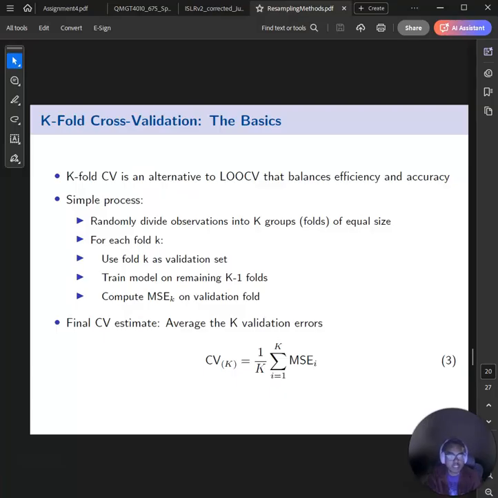This approach gives us k different estimates of test error, which we combine into a single estimate. By using multiple different training and validation sets, we get a more robust assessment of how our model will perform on new data. The parameter k controls the trade-off between bias and variance in our error estimate, as well as the computational cost of the procedure.